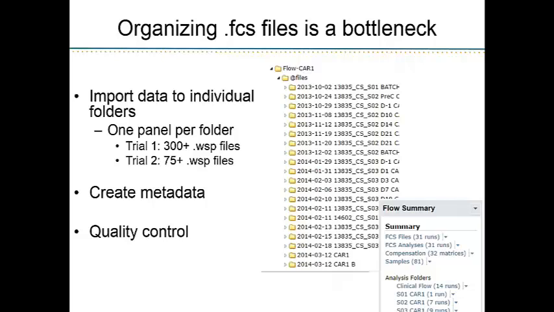This organization in LabKey can be a real bottleneck. So once they're actually uploaded, we still have to import this data into separate folders based off of our panels. And if we look at the data that we have now, it's about 400 files that we have to organize, and I'm pretty sure we've had about 15 organized so far. Once this is imported and organized, we also then need to create metadata somehow, and then obviously some quality control.